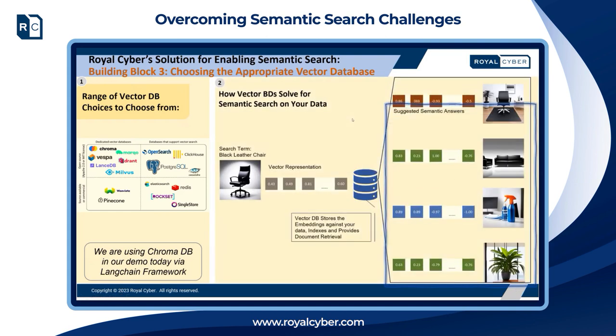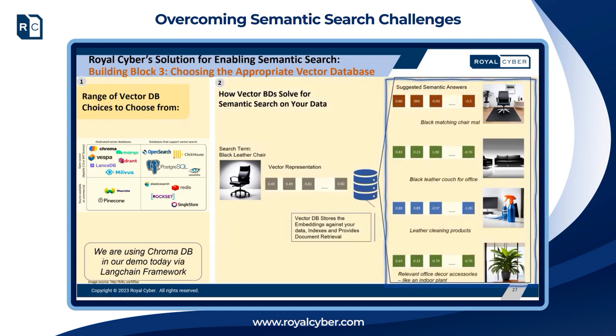Now, we'll show a high-level overview of how vector databases power semantic search for an office furniture company. Say you search for a black leather chair. You'll be shown the most relevant image of the product that you asked for, followed by a list of semantically similar products such as the chair mat shown on the top right, or the black office leather couch, the relevant cleaning products, and even office decor accessories such as the indoor office plant.